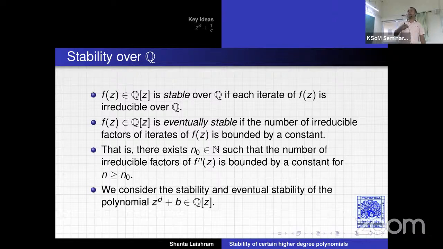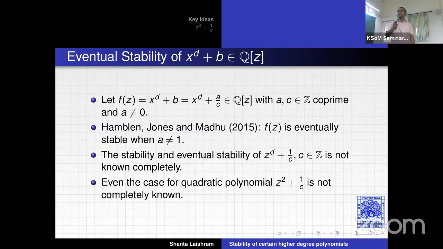So we are interested in the stability and eventual stability of x^d + b, where d is at least 2 and b is a rational number. I'm going to consider this particular family of polynomials. So what do we know about it? You write x^d + b as x^d + a/c, where b is a/c and a is not equal to 0.